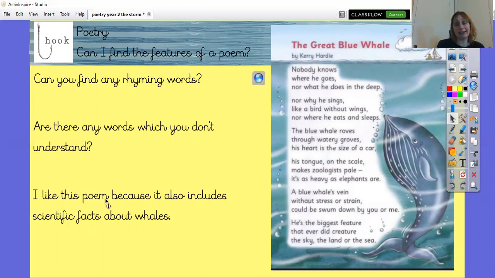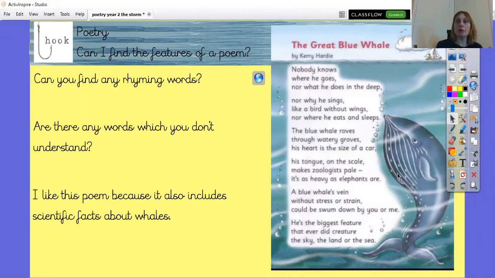And this is the reason that I chose this poem: I really like it because it includes quite a lot of scientific facts all about whales. Okay, so let me get the audio clip ready for you to listen to. Hopefully you can listen to it, although I don't know if it's going to work. I'll read it to you. Okay, so let me read it.